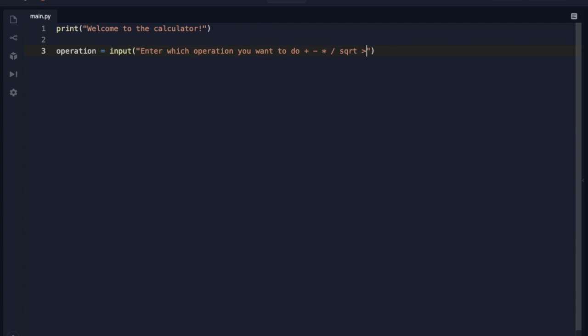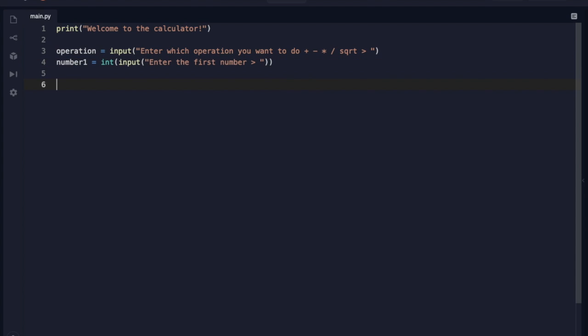Then we are going to put the greater than symbol, and we're going to make another user input, which is going to be called number 1, which is going to be equal to input, "Enter the first number," and then the exact same symbol, the greater than symbol.